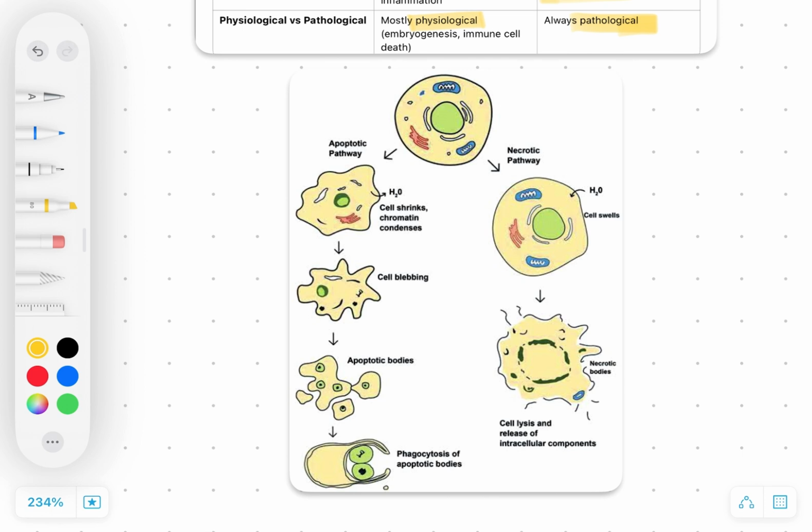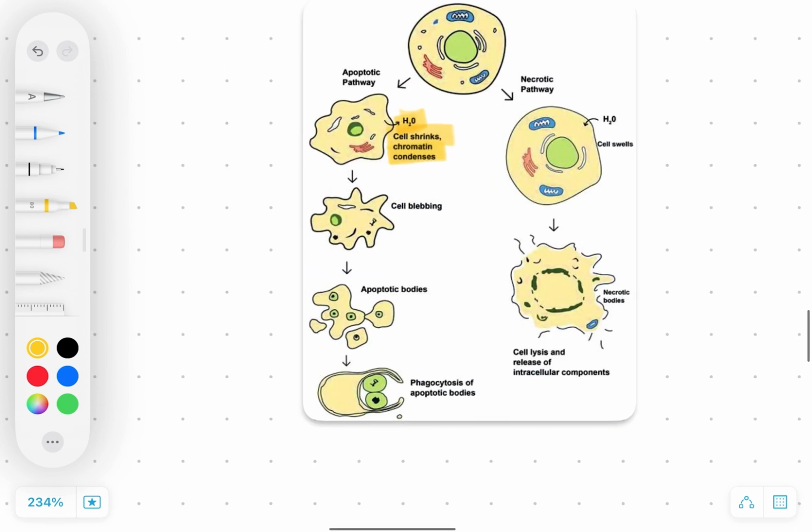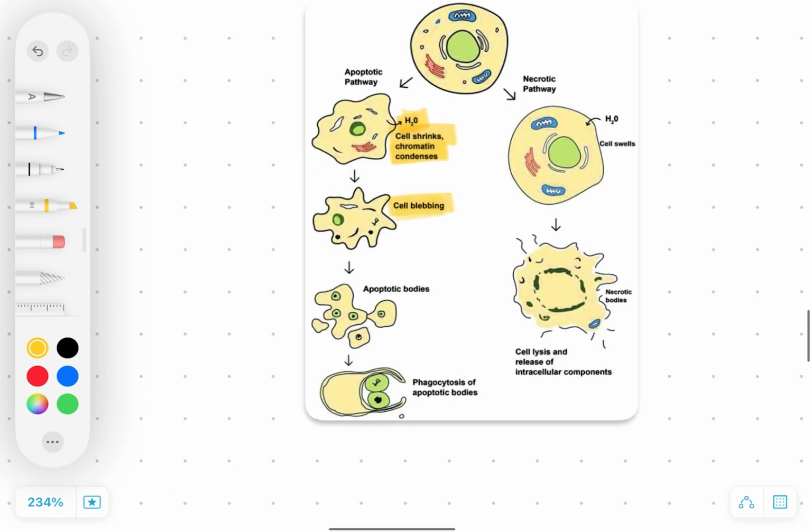In the apoptotic pathway, first there will be cell shrinkage with condensation of the chromatin. There will be loss of water. This leads to formation of blebs. Cell blebs are formed and apoptotic bodies are formed. Then these apoptotic bodies are phagocytosed.